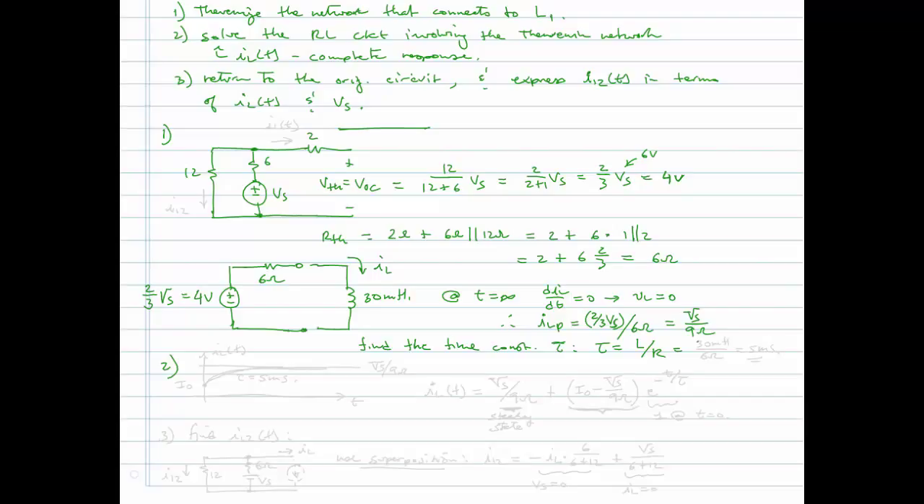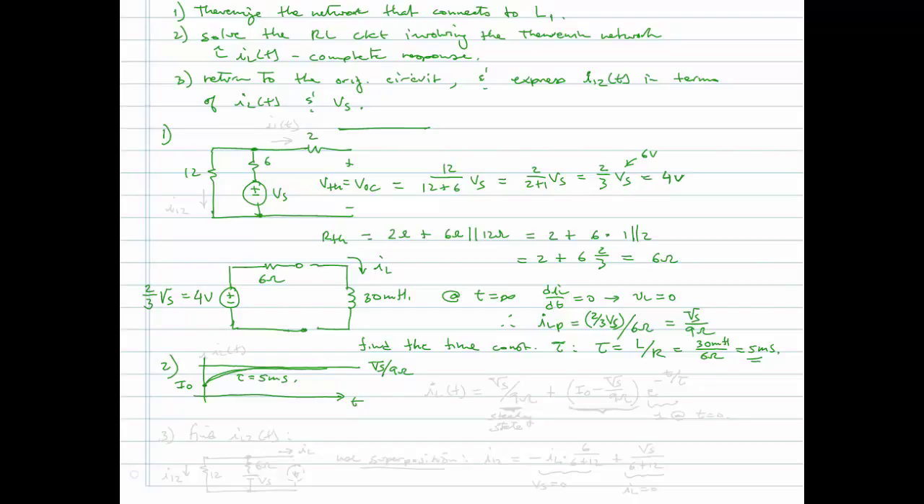So we have 30 millihenry divided by 6 ohms. So that gives us 5 milliseconds. Okay? So now I can write my response. I know that it's going to start at some I naught, and it's going to go up or go down depending on where I naught is relative to the steady state, Vs over 9 ohms. That's my steady state value. And it's going to move in an exponential manner with the tau equal to 5 milliseconds.